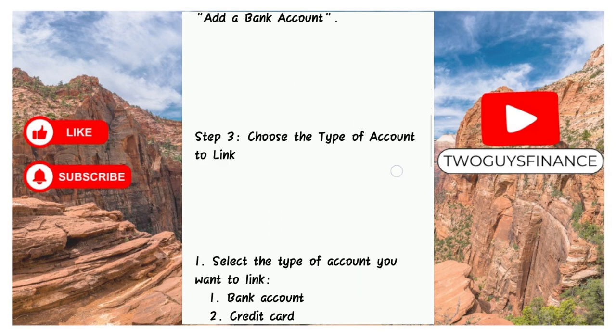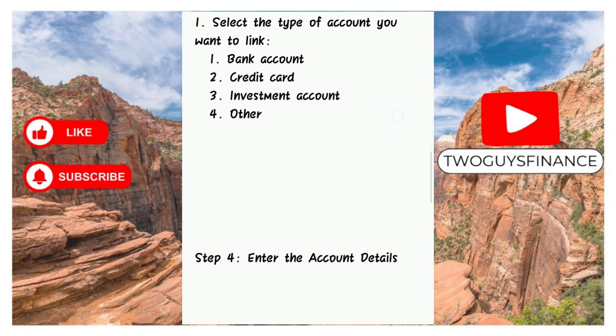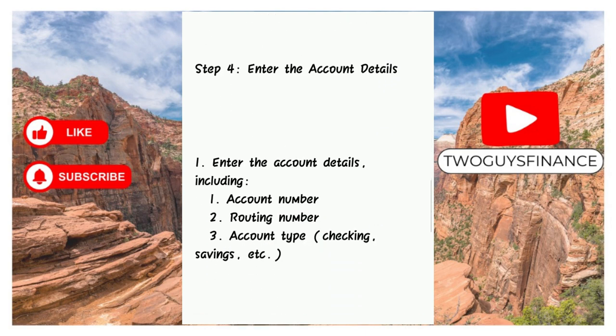And the third step, of course, is to choose the type of account you want to link. The first one is to select the type of account you want to link. So that could be a bank account, credit card, investment accounts, or whatever other accounts you got. The fourth step, of course, is to enter the account details. So you want to enter the account details, including the account number, the routing number, the account type, and whether it is checking or savings account.